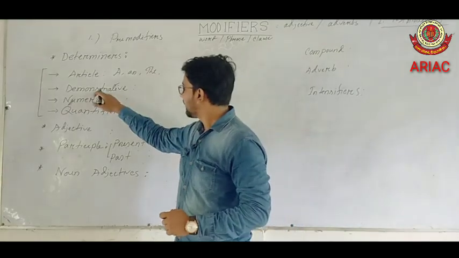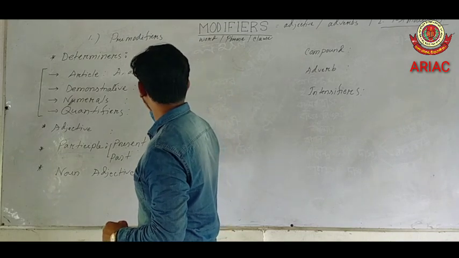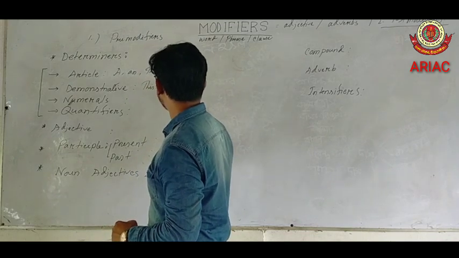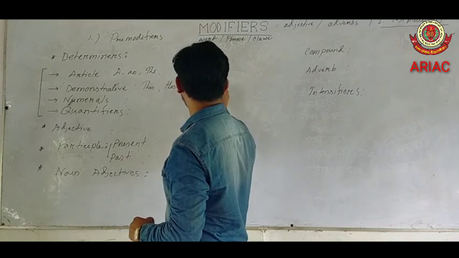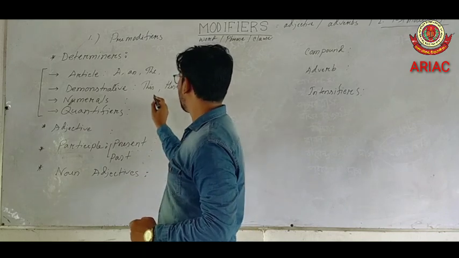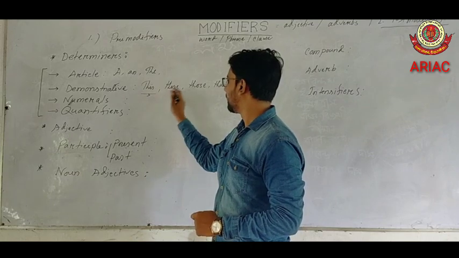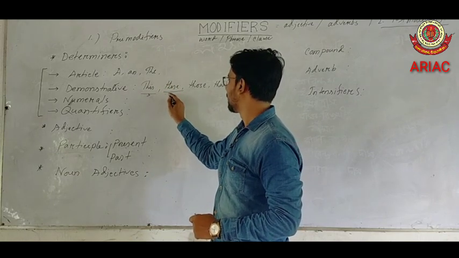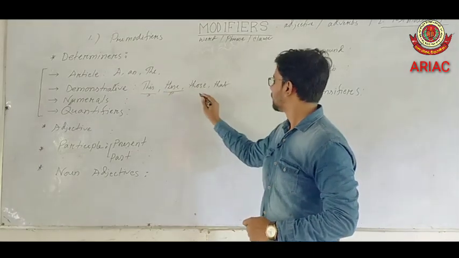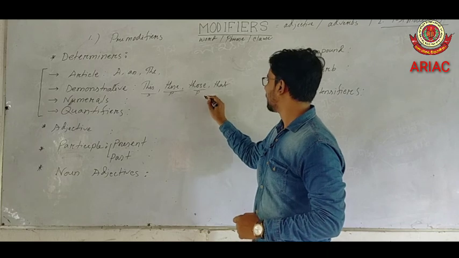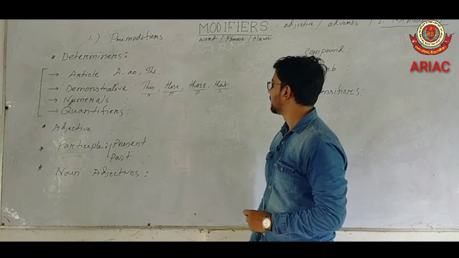Then the next one is demonstratives. What are demonstratives? This, these, those, that. We all know this is used for a singular noun, and these is used for a plural noun, both in the present tense. Those is used for plural in the past tense, and that is used for singular in the past tense.